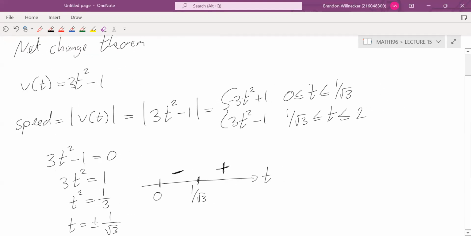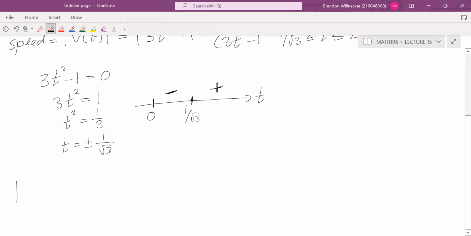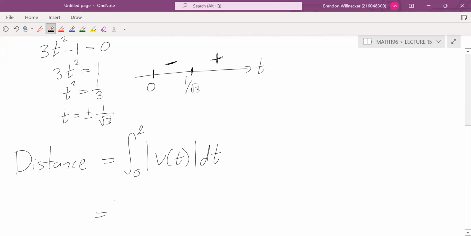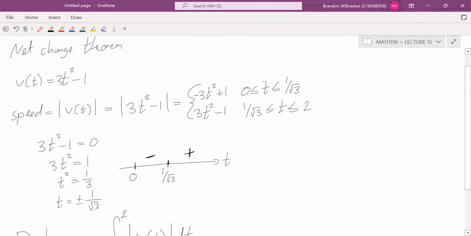Okay, so we know that this velocity is now split up into 2 parts. The first part, we had to add the minus sign to make it positive, and the second part was already positive, so we can just leave it like that. So if we want to now find the distance, this is going to be the integral from 0 to 2, absolute value of the velocity, dt. So this will be the integral from 0 to 2, the absolute value.